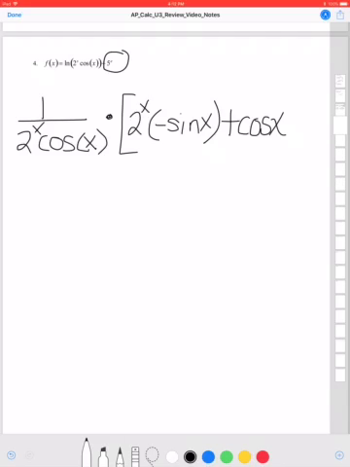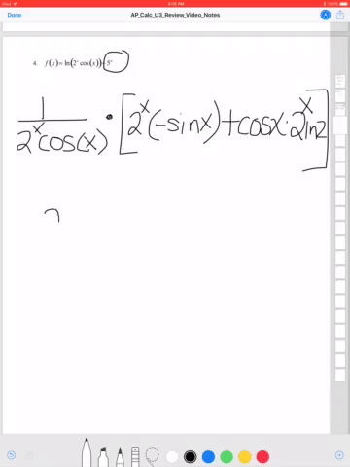Now, these derivatives are less common, so sometimes people tend to forget them. The derivative of 2 to the x is just like e to the x, except you got to add a natural log there. So the derivative of 2 to the x is 2 to the x ln 2. The derivative of e to the x is e to the x ln e, but the natural log of e is 1. That's why we don't put it there.